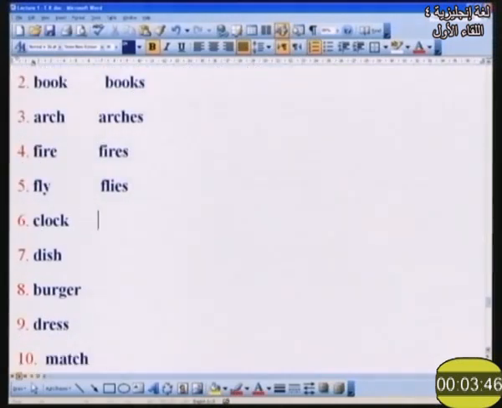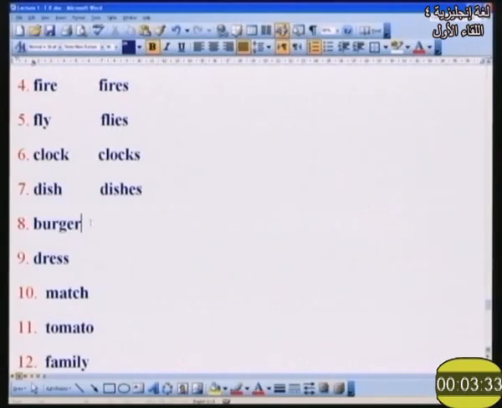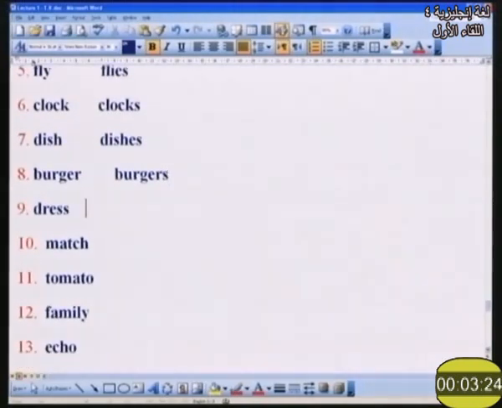Clock. Ends with a K. No problem. You add an S. Okay. Dish. Ends with an SH. Then we add ES. Burger ends with an R. No problem. You just add an S. Dress ends with a double S. We add ES.